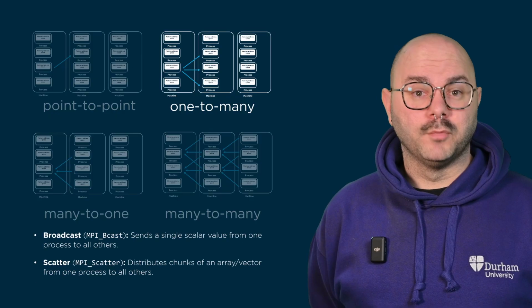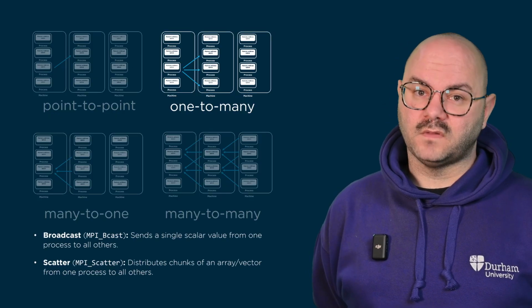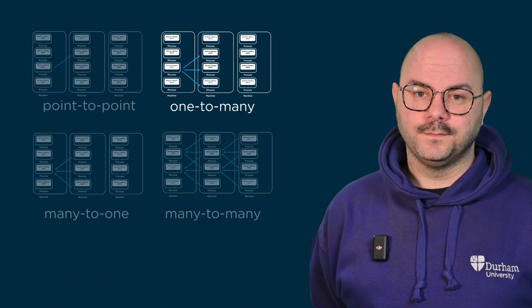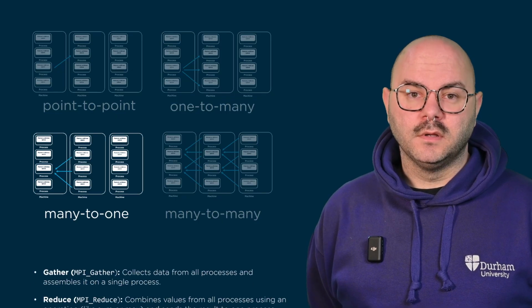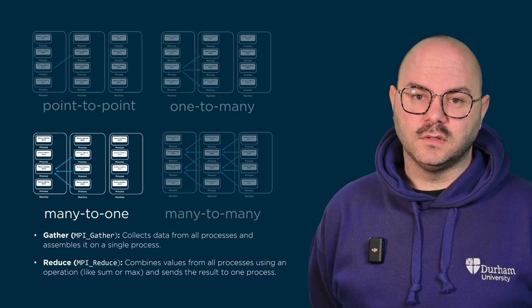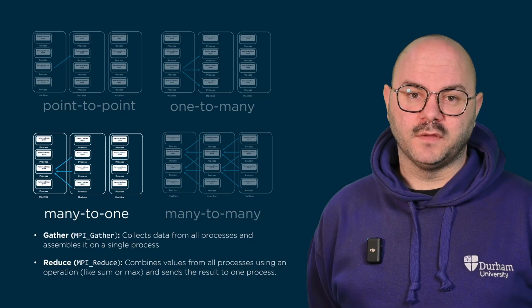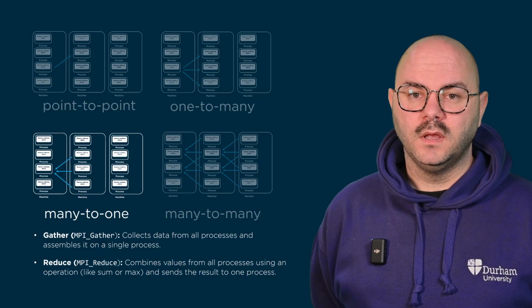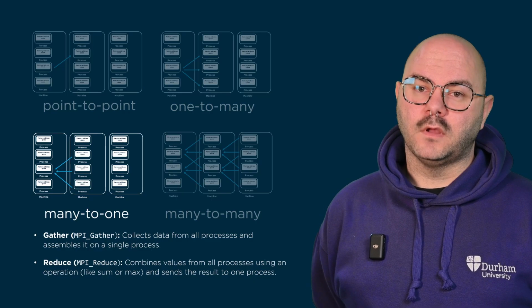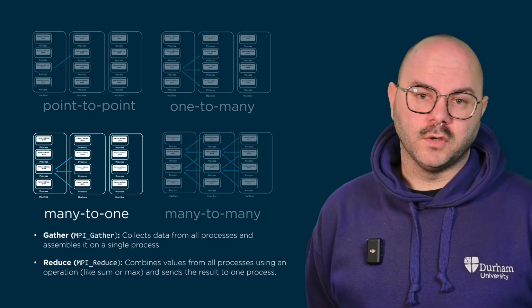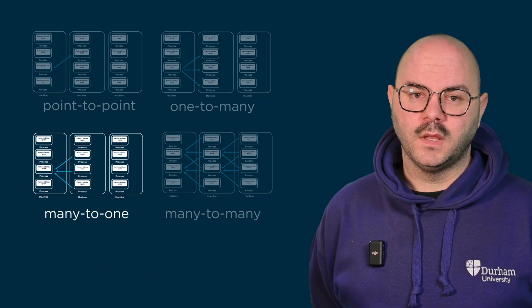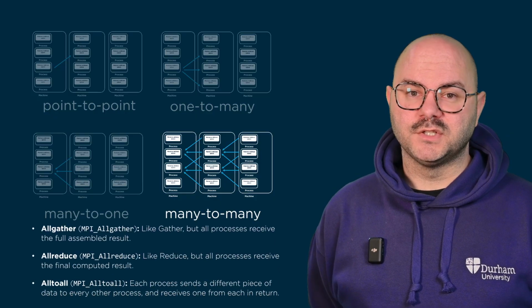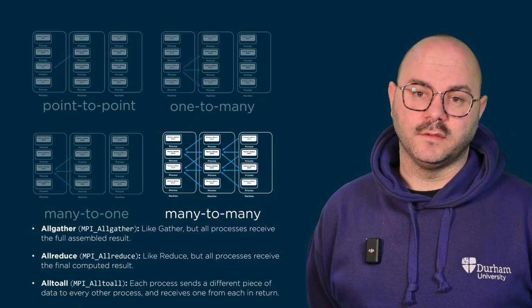One-to-many calls include the broadcast and scatter operations for scalars and vectors, respectively. The many-to-one gather inverts that scatter operation, collecting bits of an array from multiple processes into one. The reduce call enables computation of a single value from those on many processes. All-to-all calls manage the interaction of all processes with all others.